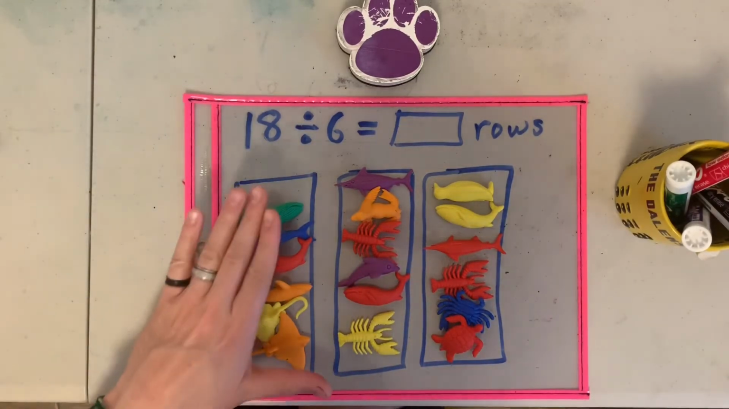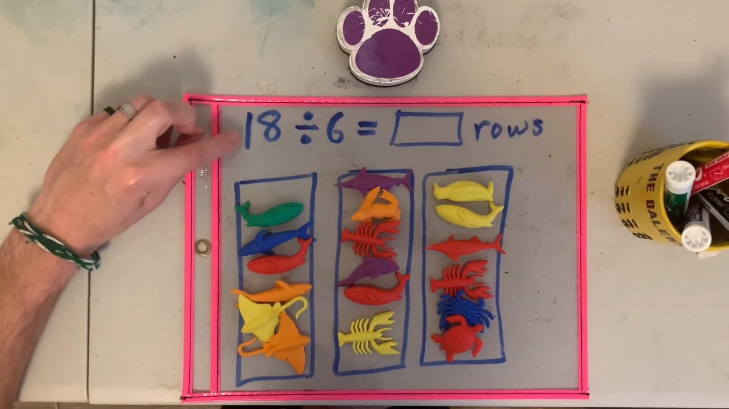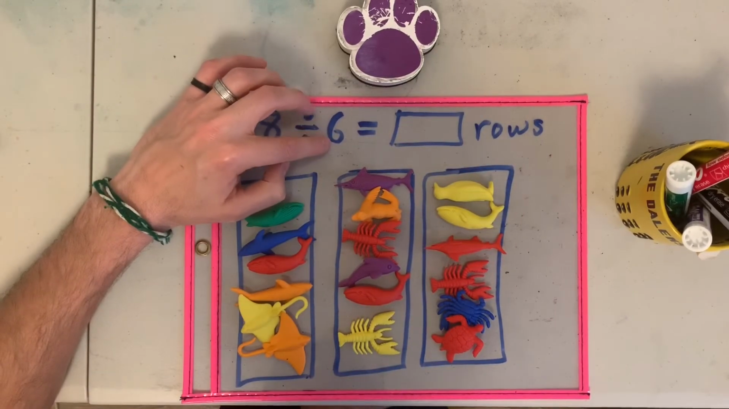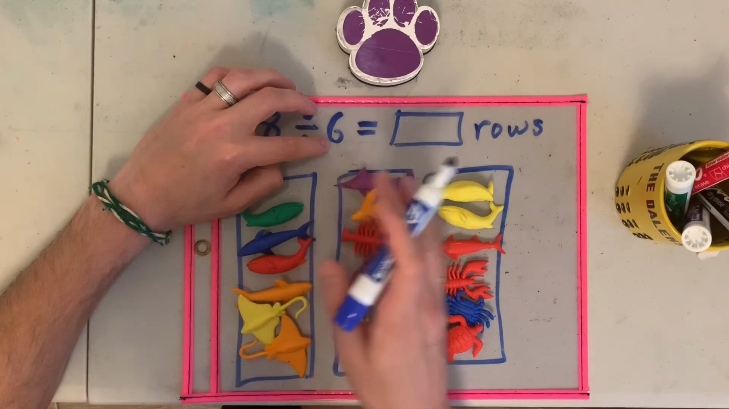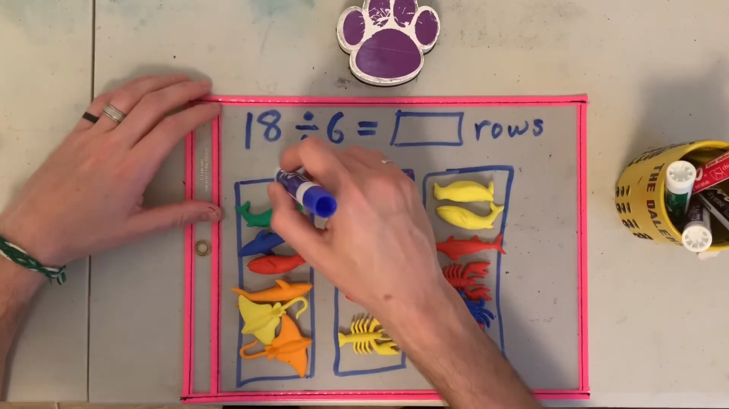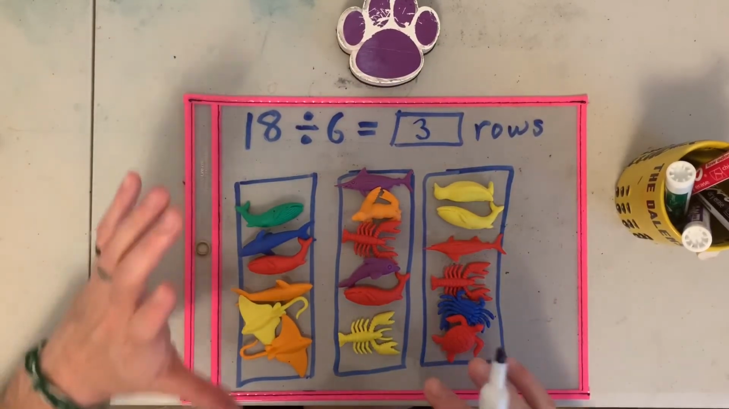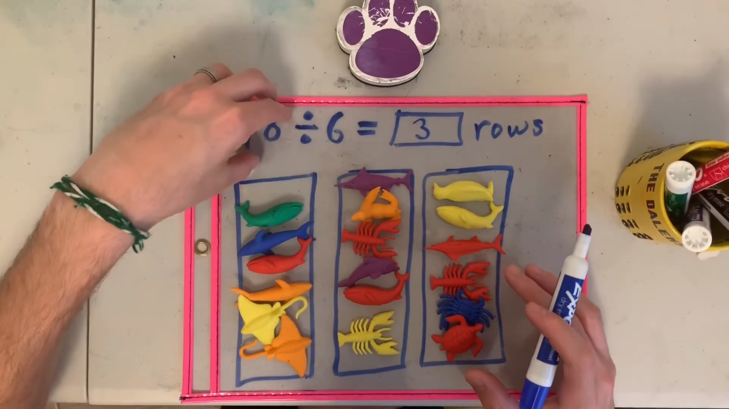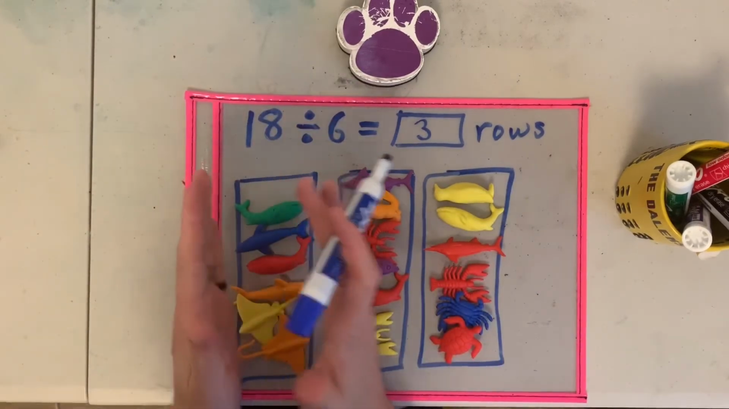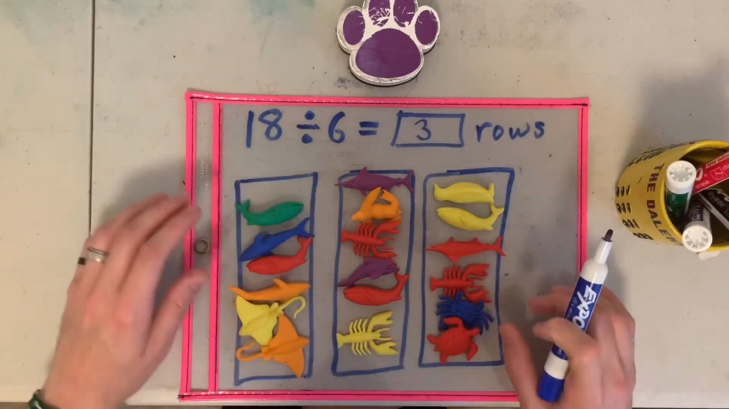So my question is, how many rows do I have? Sean planted 18 flowers. On each row, he put 6 flowers. How many rows do we have? Well, 18 divided by 6 gives me 1, 2, 3. 3 rows. This is all you have to do. Take the greatest number, divide it with the smallest number, and create equal groups. Once you have equal groups, you will know the answer.